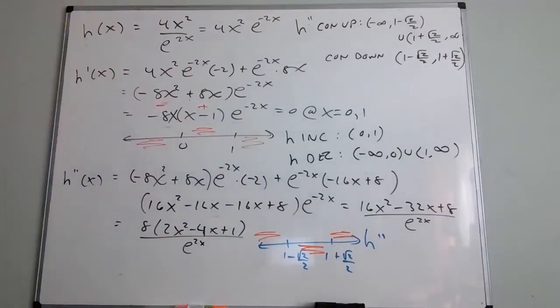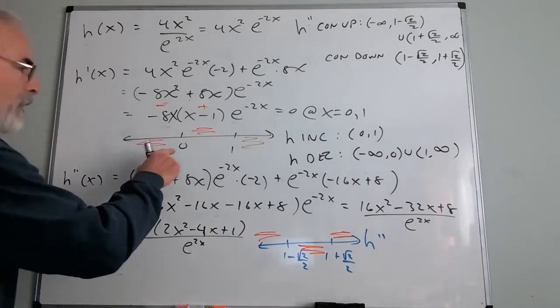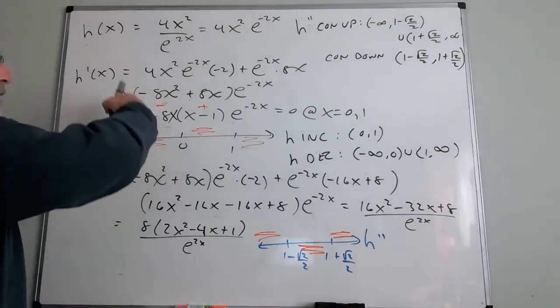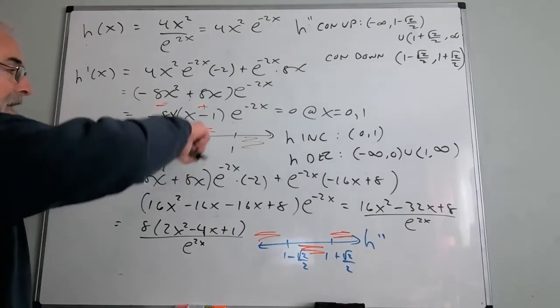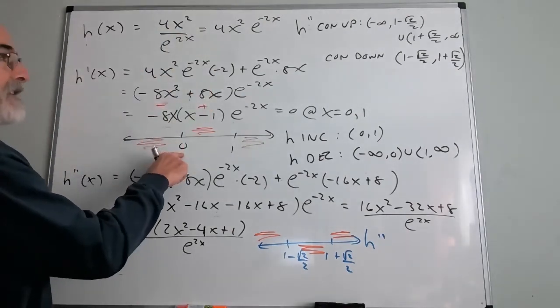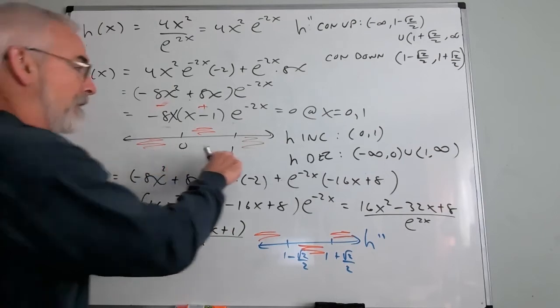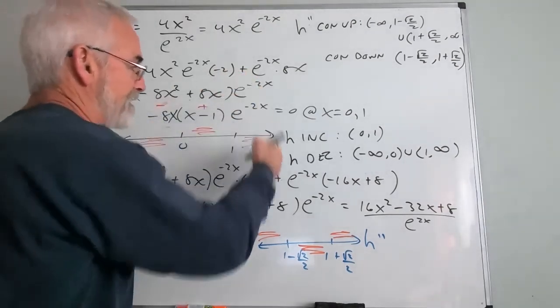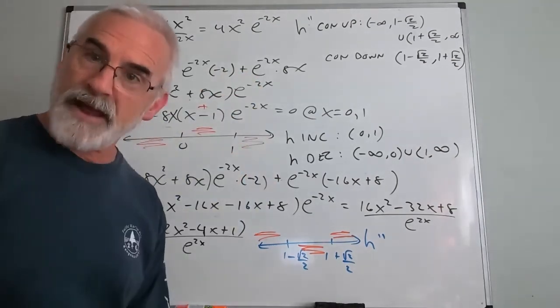So lastly, extrema. Okay, when I'm looking at this, decreasing, flat, increasing, I know then that h of 0 is definitely a minimum. Increasing, flat, decreasing, I know h of 1 is definitely a maximum.